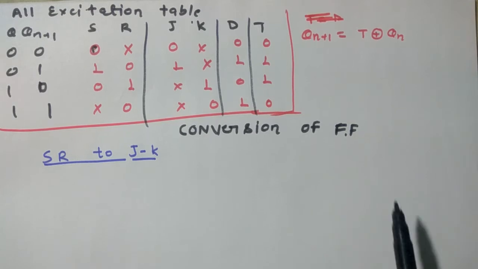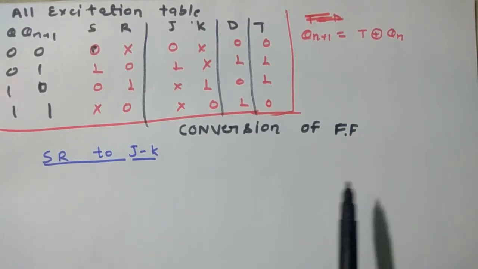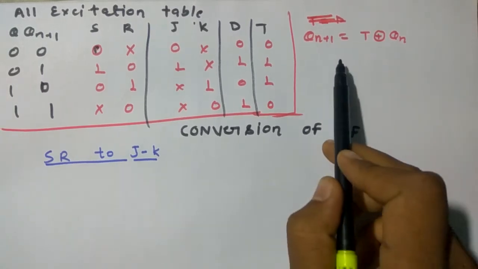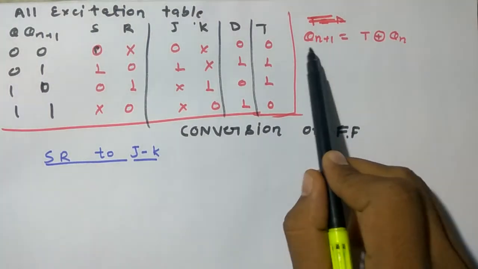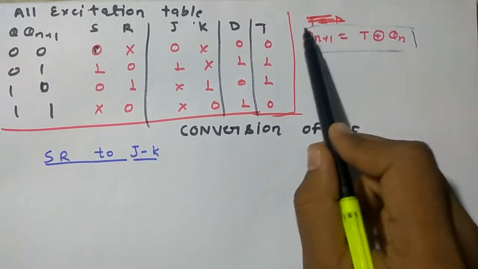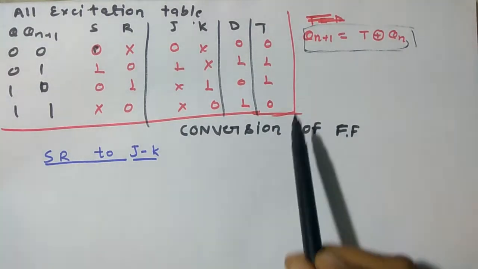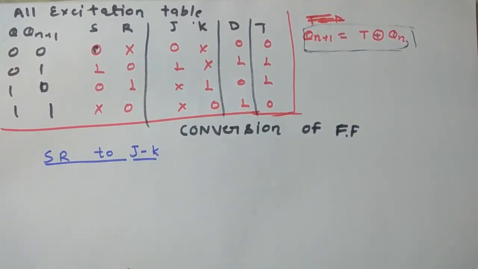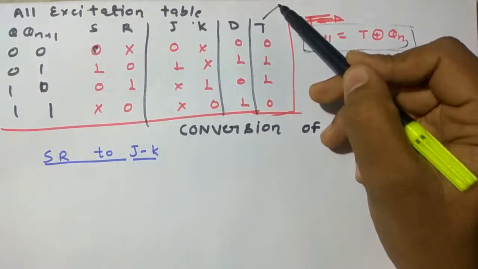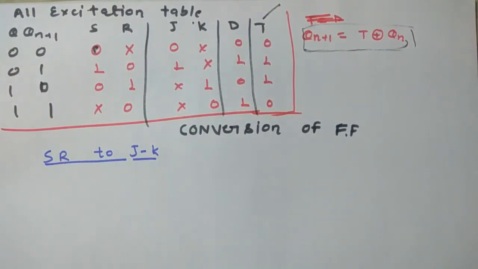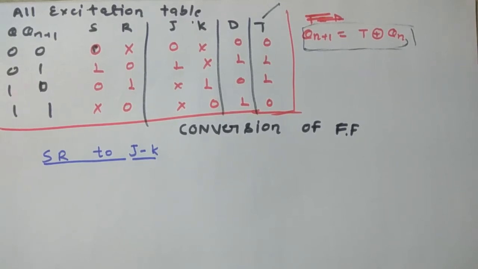In the last video, because of some problem, I didn't show the excitation table. This is the characteristic equation, and I hadn't made the excitation table from it. So this is the excitation table. You can make it on your own also. If you have any problem, then you can ask in the comment section.